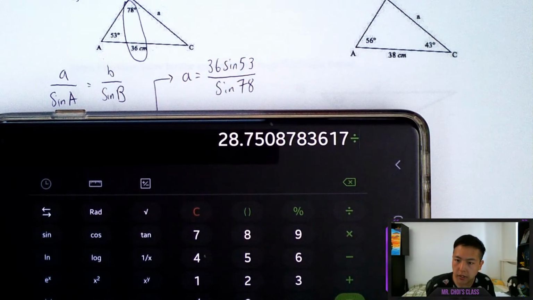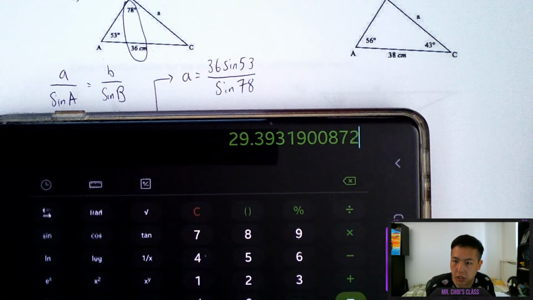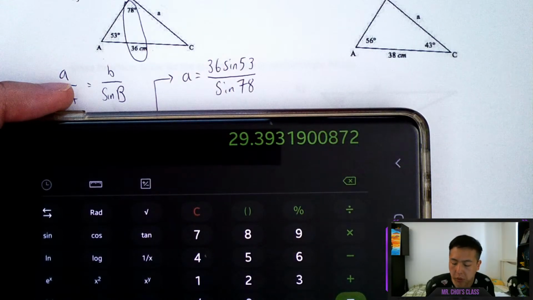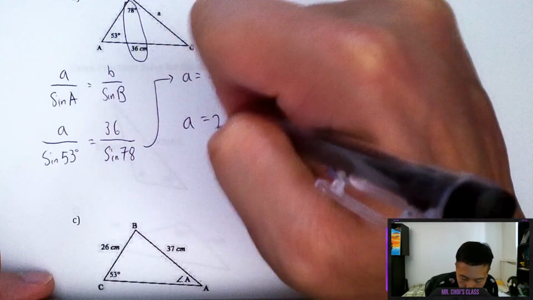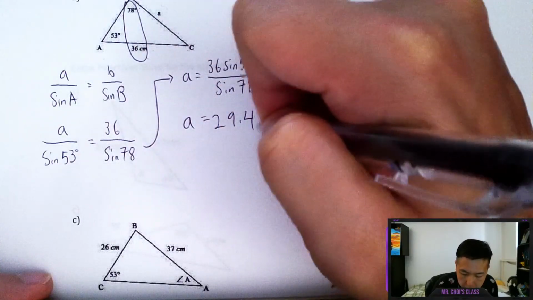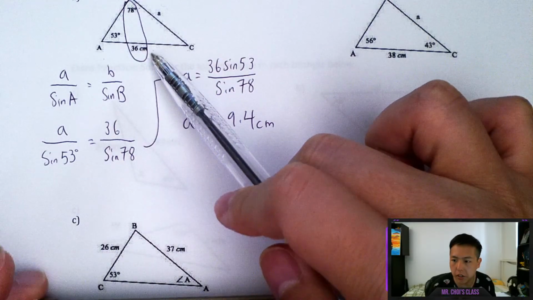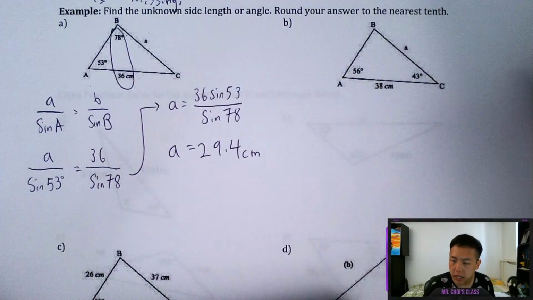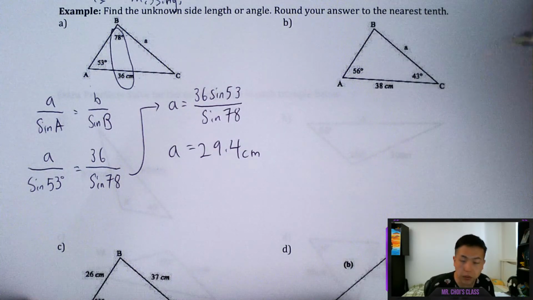I'm going to divide that by sine 78. And I get 29.39, or 29.4, because we have to round to the nearest tenth. So A is equal to 29.4 centimeters, because we have centimeters as our side length units there. Okay, so once you're able to understand that you have an angle-side pair here, you can actually solve for what you're looking for, right? I can actually figure that out.